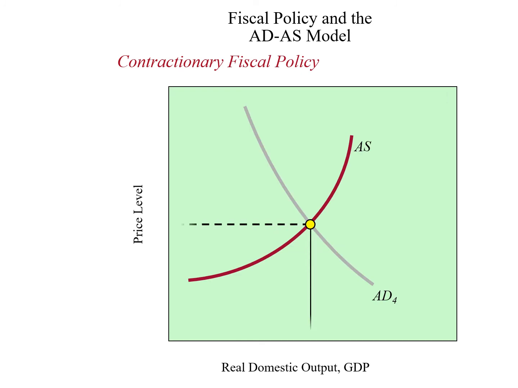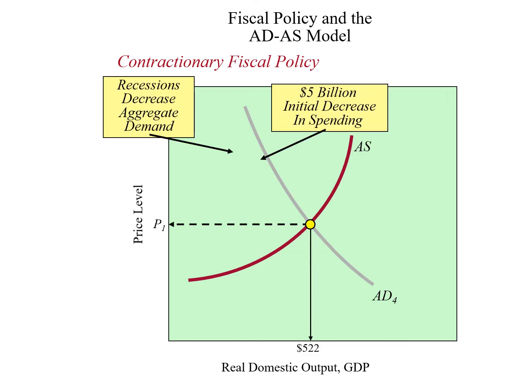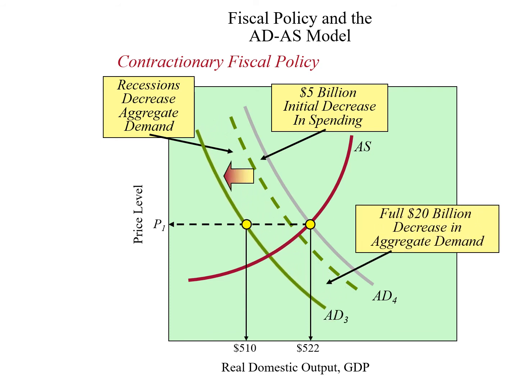Let's look at this graphically, right? Here we see that aggregate demand has shifted to the right at AD4. If the government cuts spending by 5 billion, and there is still a multiplier of 4, ultimately aggregate demand would decrease by $20 billion, right?